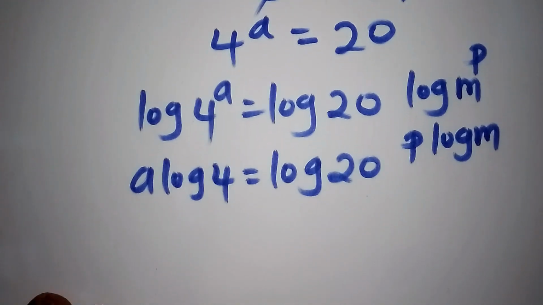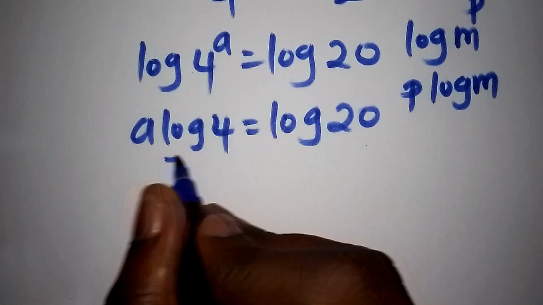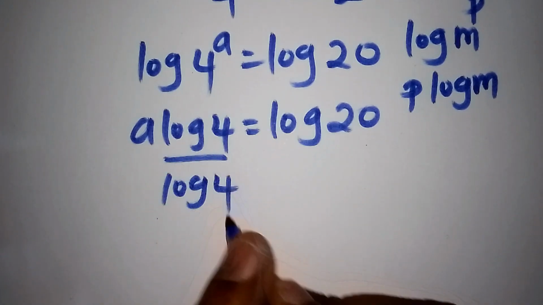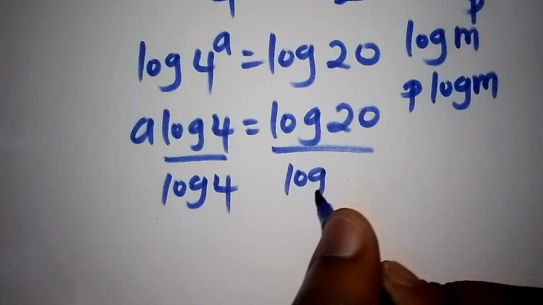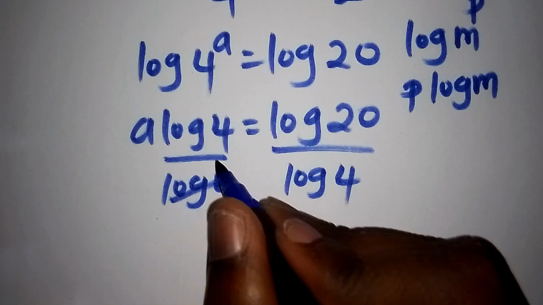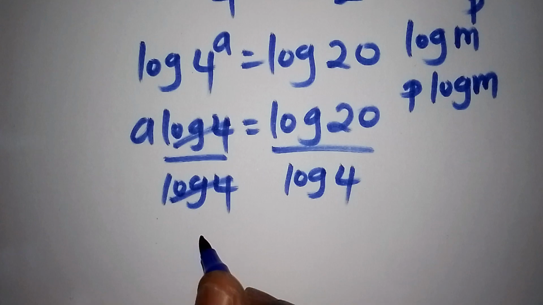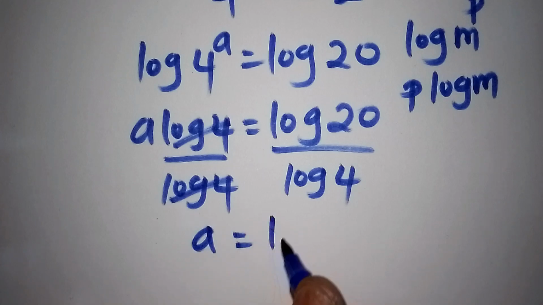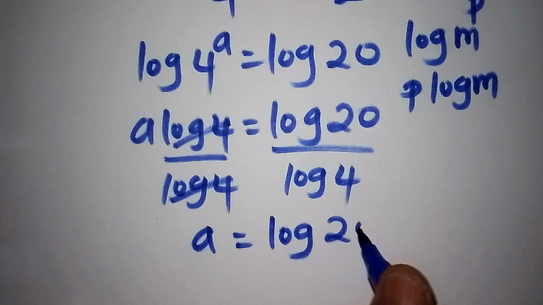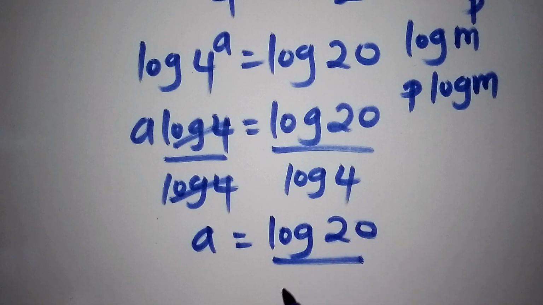Divide both sides by the log of 4 so that we can work it out very fast. Divide by the log of 4, and this side also divide by the log of 4. So log 4 and log 4 cancel each other. Now our value for a equals the log of 20 all over the log of 4.